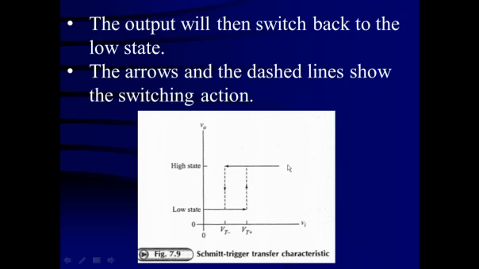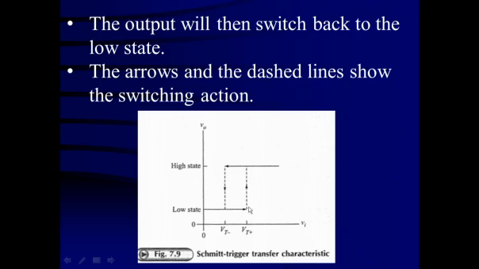Now what happens if you decrease the input voltage? It is shown by this arrow. When the input voltage decreases all the way and becomes lesser than VTH minus, the output swings from high level to low level, which is shown by this downward transition arrow. So, at this particular value of the input voltage, the output swings back from high to low. This input voltage is called VTH minus, or the negative threshold input voltage.